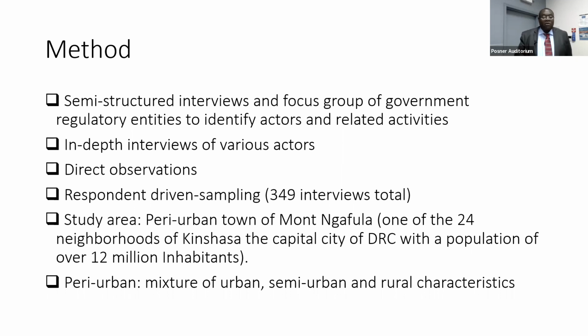in the first slide, all is connected. So we interviewed about 349 people, and we worked in a neighborhood of Kinshasa, which we call a peri-urban town. It was a mixture of rural and urban environment with poor people, livestock, and all the mixture.